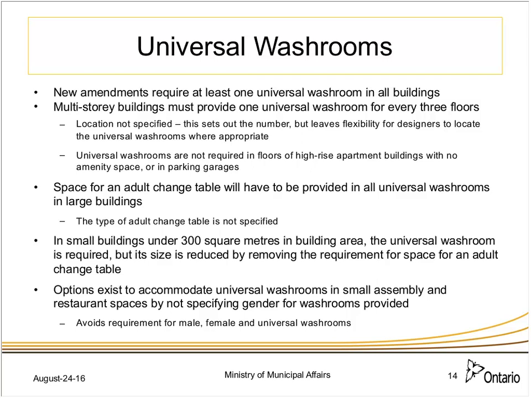If you're in a small building, under 300 square meters in building area, you still have to have a universal washroom, but you don't need to have the space for the adult change table. We also have a number of things that we've started doing in the code that recognize the needs of small retail and restaurant uses in terms of getting rid of some of the requirements on gender in washrooms, so allowing more non-gendered washrooms.